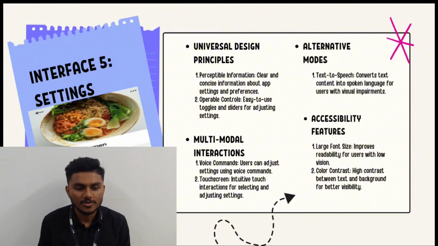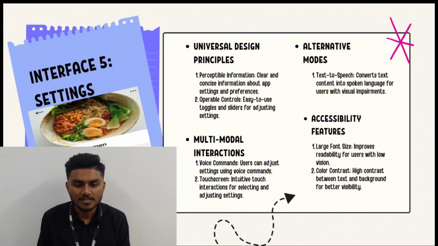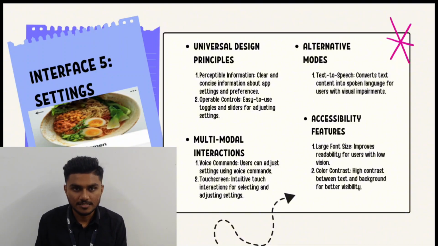Okay, we come to the last interface, number 5. Here we have 4 things to explain. Number 1 is universal design principle. Here we have perceivable information, clear and concise information about app settings and preferences, and operable controls, easy to use toggles and sliders for adjusting settings.